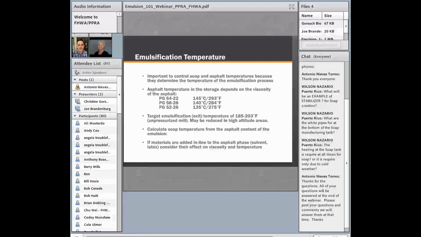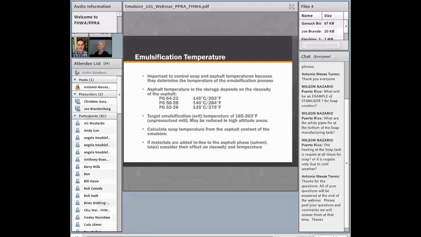Okay, it is important to understand your temperatures, for your asphalt and for your soap. So generally speaking, we have 3 different grades of asphalt that we use for emulsification: 64-22, 58-28, and a 52-28. And granted, this is just generally speaking. Obviously, there's cases out there where you use a much softer or a harder penetration, or your UTR is higher or lower based on your climate.